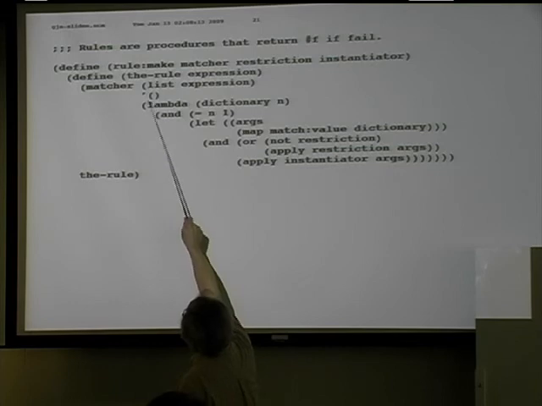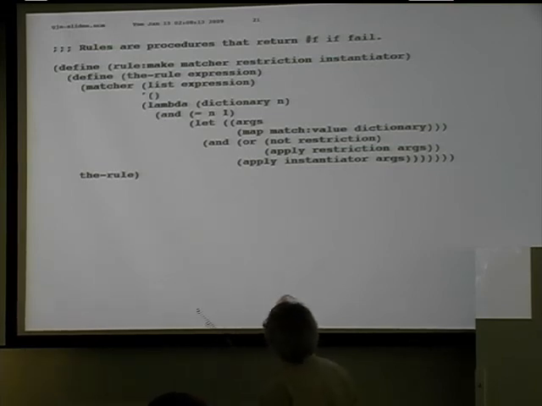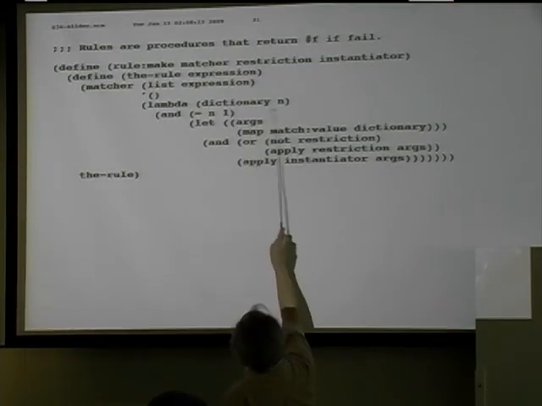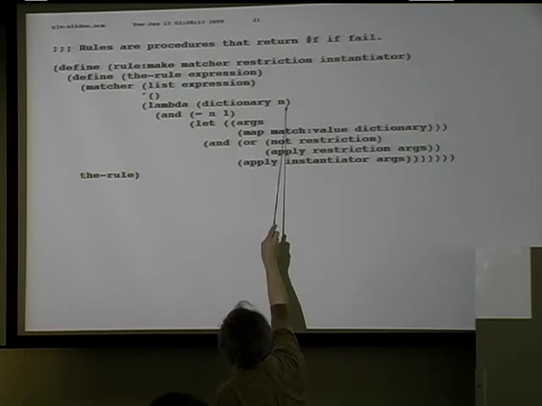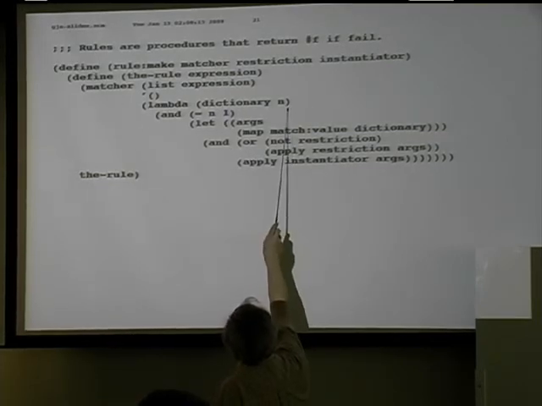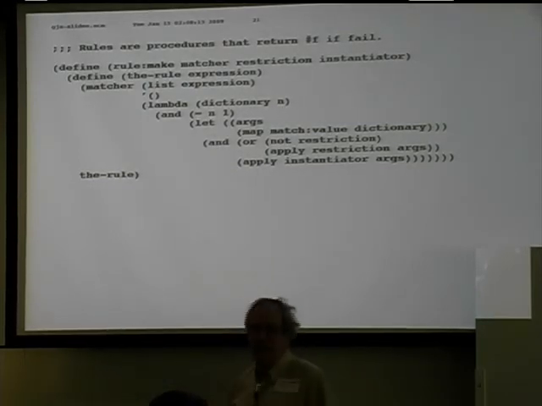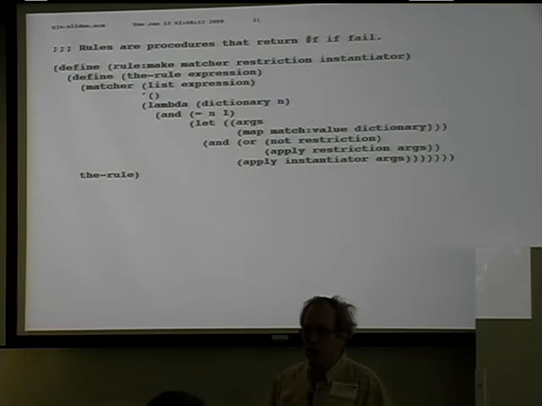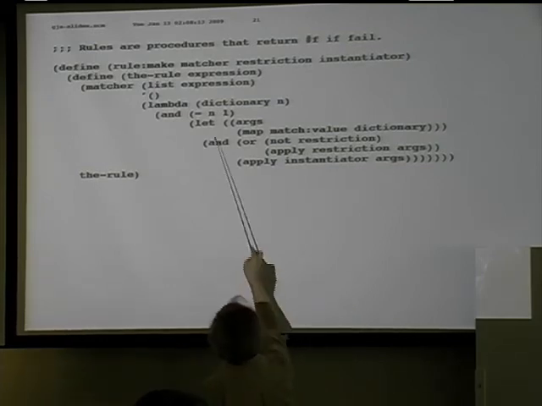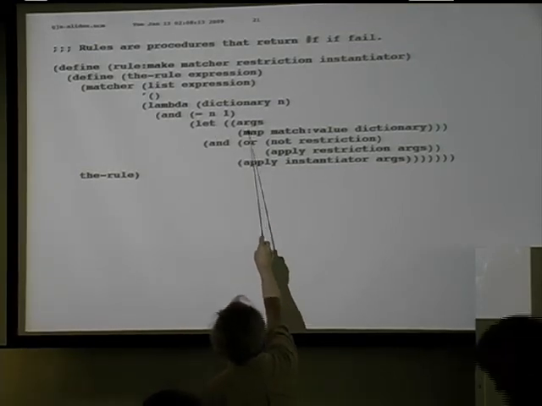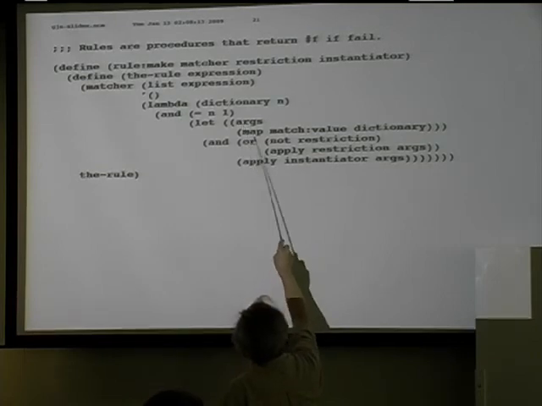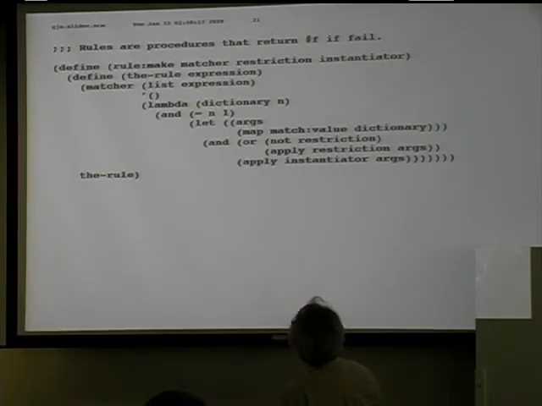Start out with an empty dictionary, and if I get back a success, then I get back a dictionary and a number of elements matched. I have to make sure that's one. It ate the whole thing, and only one thing. Okay, and what I want to do is pick out the values of the variables from the dictionary.